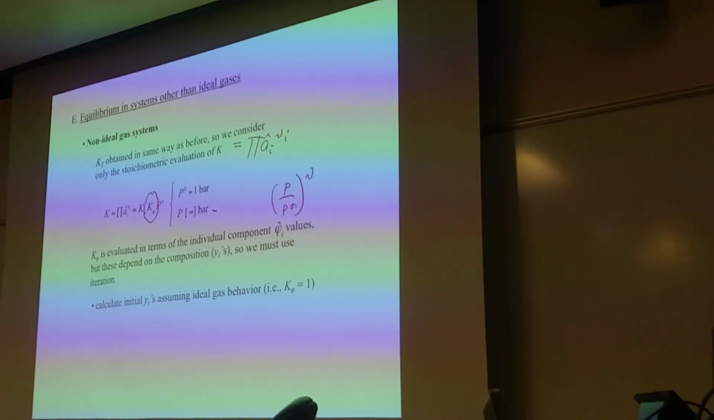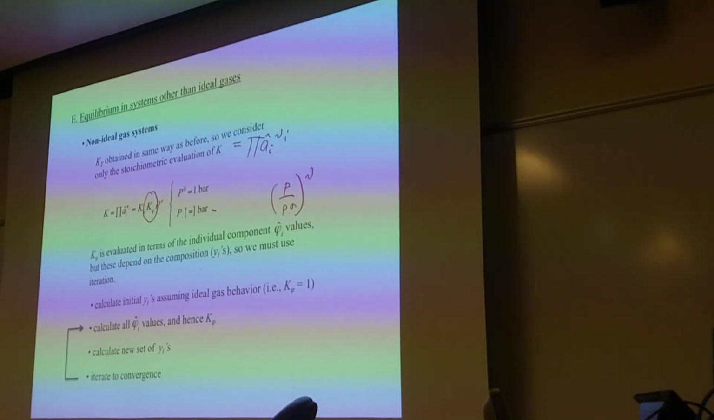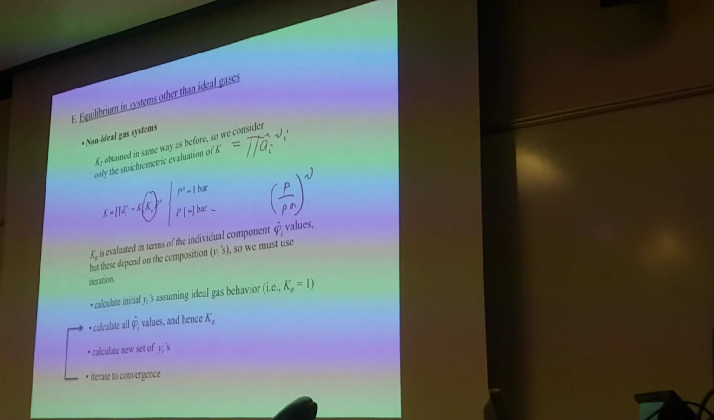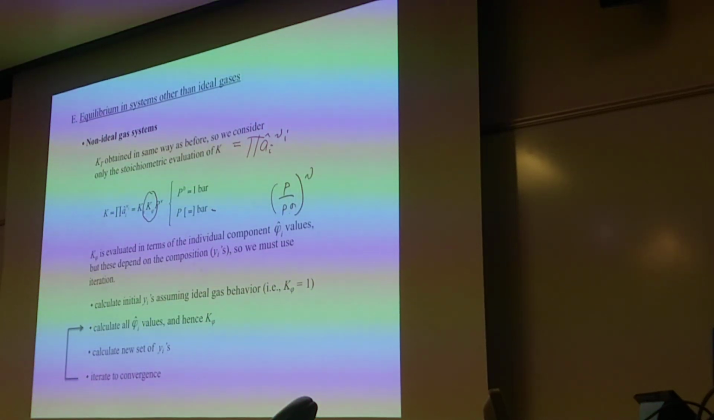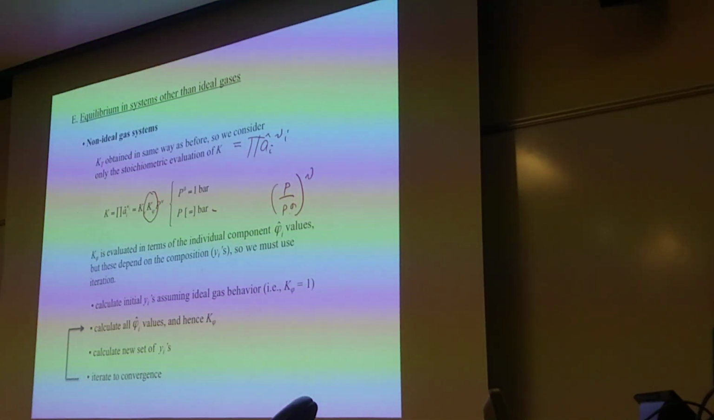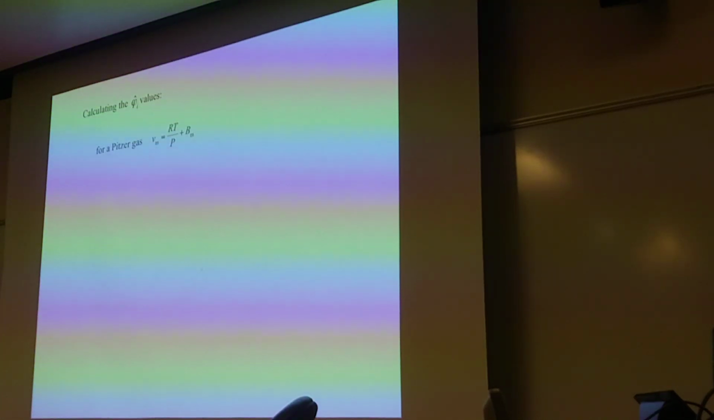Calculate the initial y's, assuming ideal gas behavior. Then I've got the y's, so I can calculate all of the phi values, and hence K phi, then get a new set of y's, calculate a new K phi, and iterate to convergence. And almost always that converges very quickly, so you wouldn't need to do it more than a couple times to get it to converge. Problem is that evaluating these phi values can be quite tedious. So let's look at that.